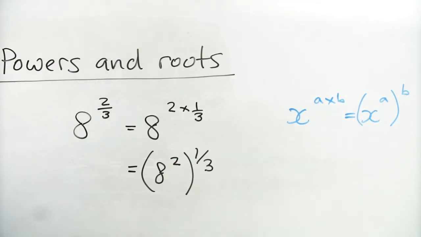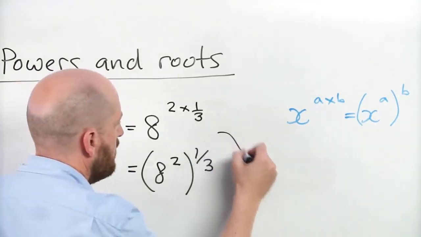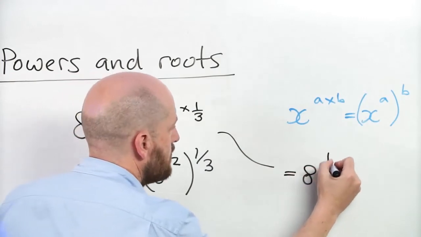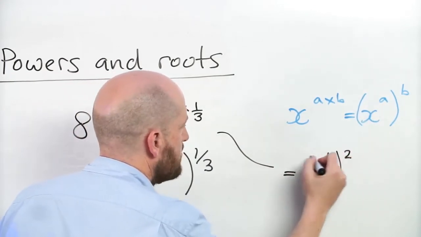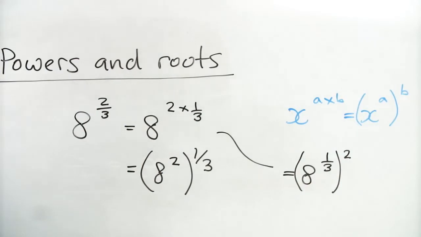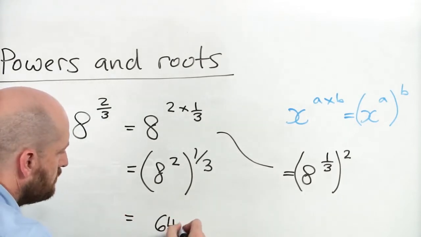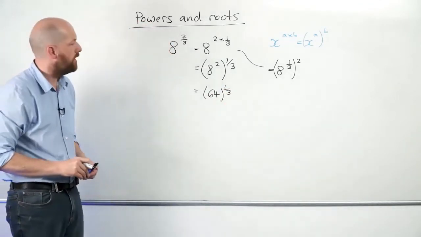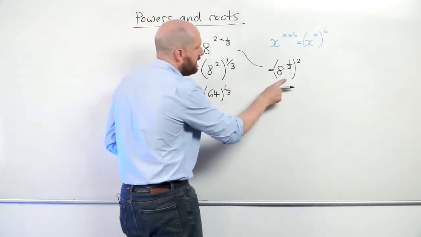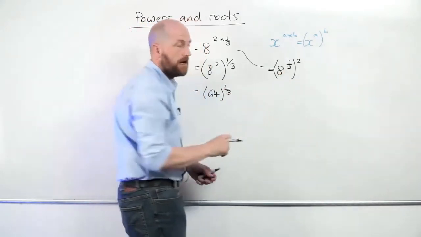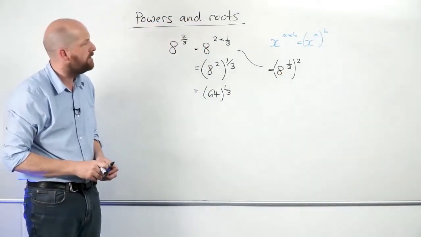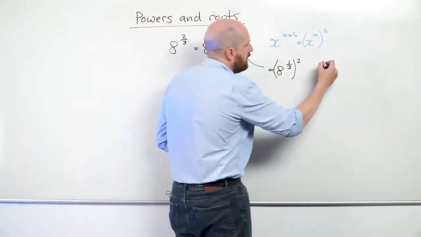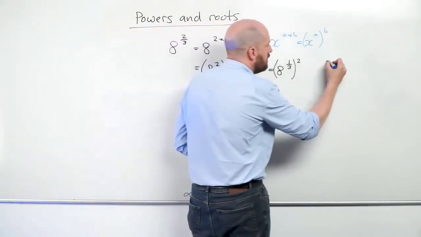Alternatively, I could rewrite that, in fact, slightly differently, as 8 to the power a third raised to the power 2. Both are equivalent expressions. Now 8 squared I can work out. 8 squared is 64. 8 times 8. And I need to remember to raise that to a power a third. Alternatively, if I use this method, then 8 to the power a third, I have to think about what that third power is.